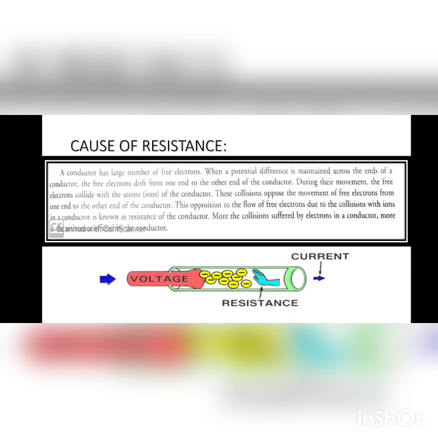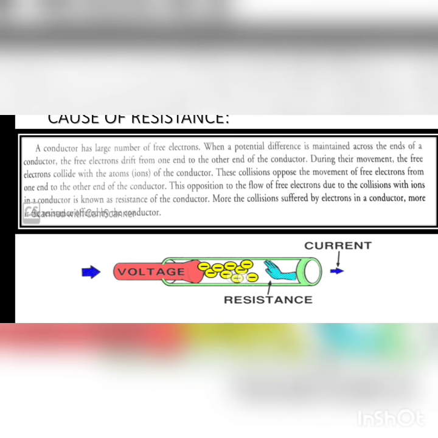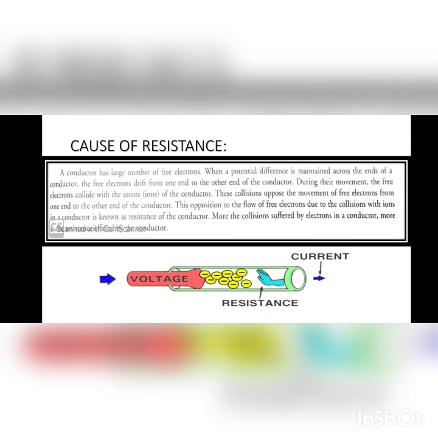If resistance increases, the flow of current decreases. So that means the more resistance a conductor has, the less current will flow through that conductor. And the more collisions your free electrons face in the conductor, the more your resistance will be. The more collisions, the more resistance. Now I hope this is clear to all of you. Moving on.